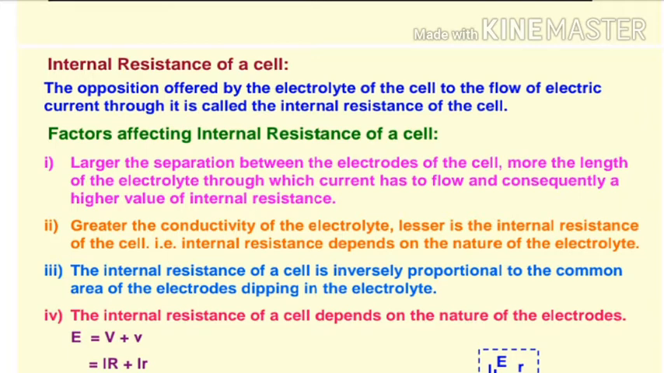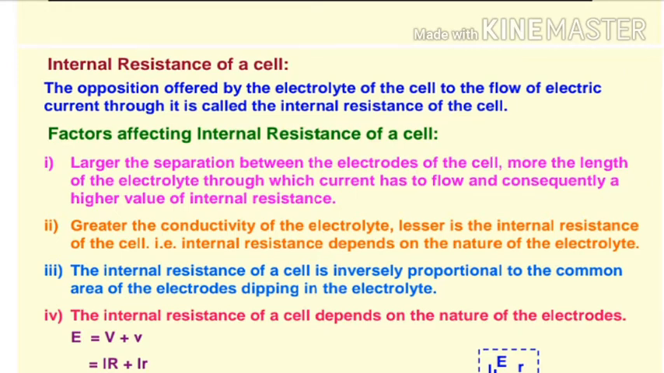The second factor is that the greater the conductivity of the electrolyte, the lesser is the internal resistance of the cell. It means if the electrolyte used for making the cell is highly conductive, then the internal resistance will be smaller. And so we can say that internal resistance depends on the nature of the electrolyte.